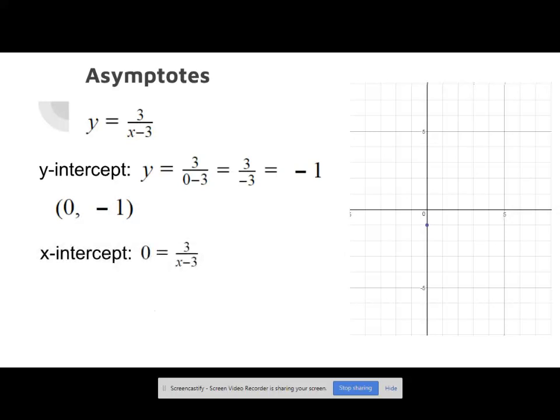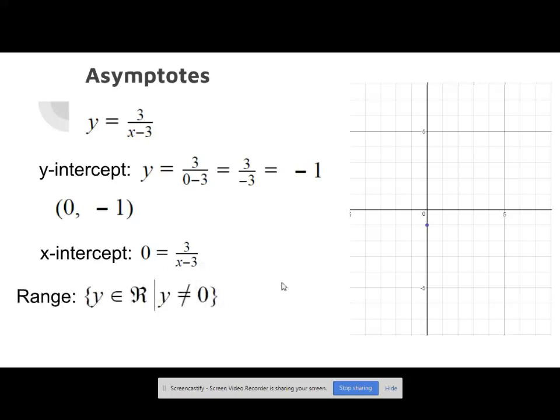How about the x-intercept? Let's say y was 0. So that means that 3 divided by something equals 0. I don't know. I'm stuck. I don't think that can happen. Even if you tried to solve this for x, even if you said, well, this is divided by x minus 3, let's multiply both sides by x minus 3, you'd get 0 equals 3, which is a contradiction. This can't happen. There is no value for x that will make this true.